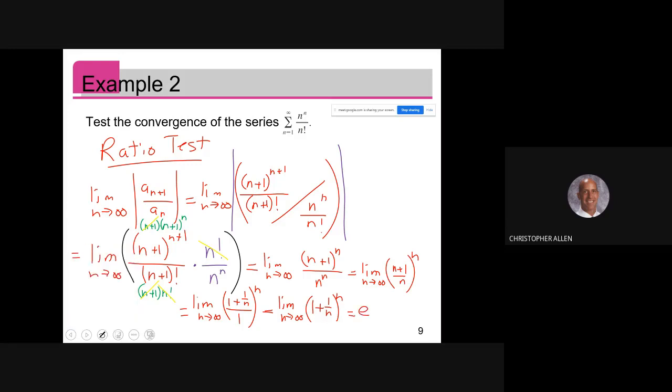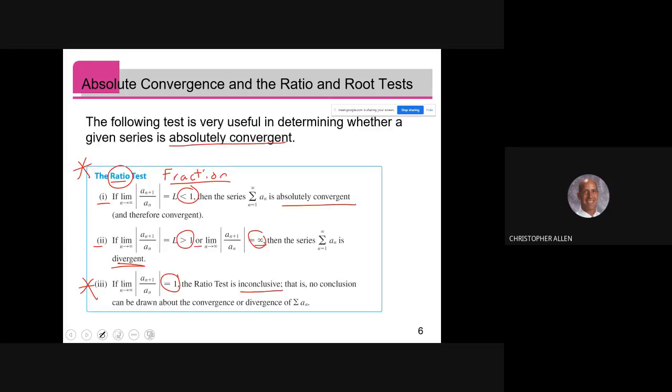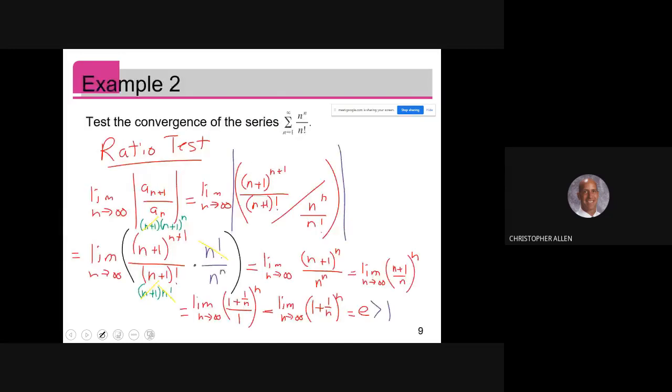And what do we know about e? Well, the most important thing we know is it's greater than 1. And by the way, if it's greater than 1, then we are in this case right here, right? If the limit is greater than 1, it has to be divergent. Therefore, divergent by ratio test. And by the way, guys, if it's divergent, it can't be convergent, and it can't be absolutely convergent. It can't be conditionally. It can't be anything but divergent.